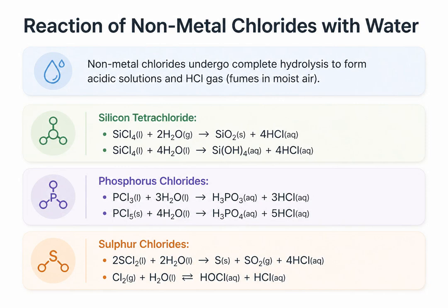The covalent nonmetal chlorides react completely and often vigorously with water, a process called complete hydrolysis. Silicon tetrachloride fumes in moist air as it reacts with water vapor to form solid silicon dioxide and hydrogen chloride gas. Phosphorus trichloride and pentachloride hydrolyze to form phosphorous and phosphoric acids, respectively, alongside hydrochloric acid. Sulfur dichloride disproportionates in water to form solid sulfur, sulfur dioxide gas, and hydrochloric acid. Even chlorine gas itself reacts partially with water to form a mixture of hypochlorous and hydrochloric acids.